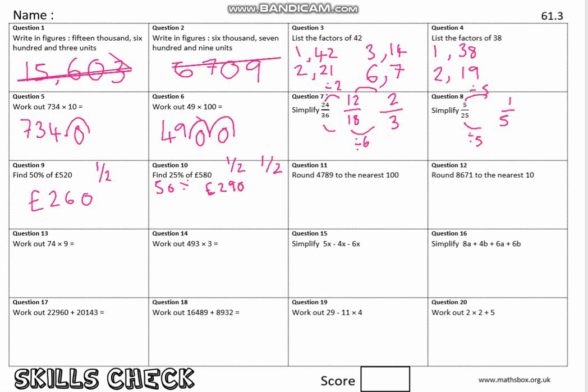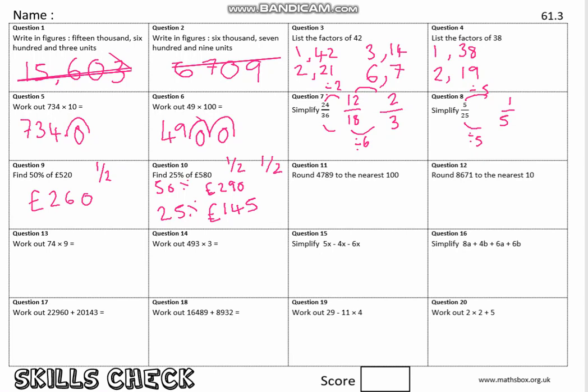Okay, so I've found half now of 580. But now to find 25%, just like I said at the beginning, you've got to half that number now, okay? So half of 200 is 100 and half of 90 is 45. So if I add those together, I get 145. And there's our answer, okay? So 25% of 580 is £145.